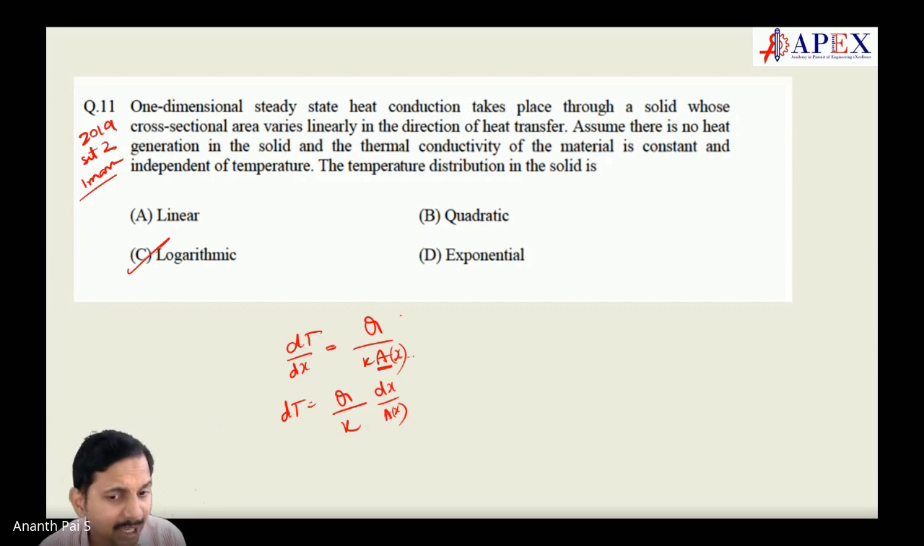And it is said A of x is linear. See, it's very important that it is linear. Linearly varying means some constant into r. It varies linearly. It has to come like that. Easy. So what you can write this question, students.